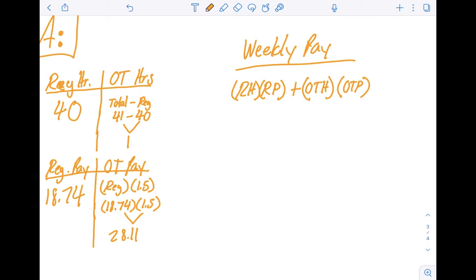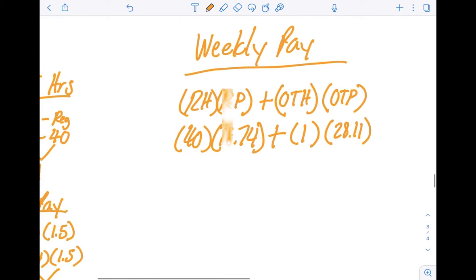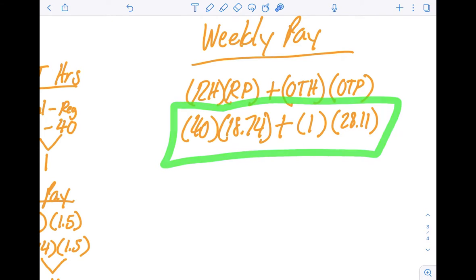So regular hours is 40, right? Regular pay is 18.74. So we're going to say 40 times $18.74 plus overtime hours is 1. Overtime pay is $28.11. Look at that. So now this right here, we put into the calculator.